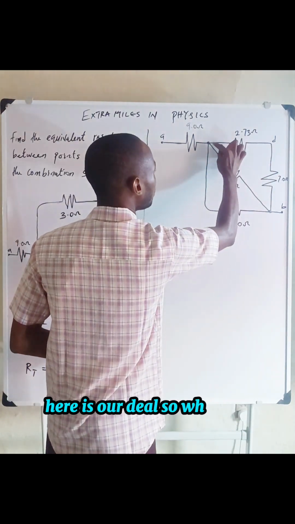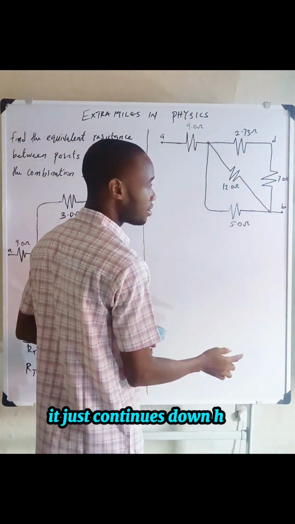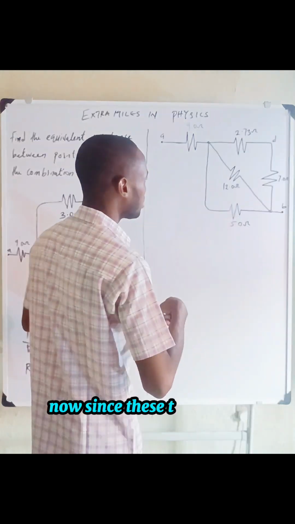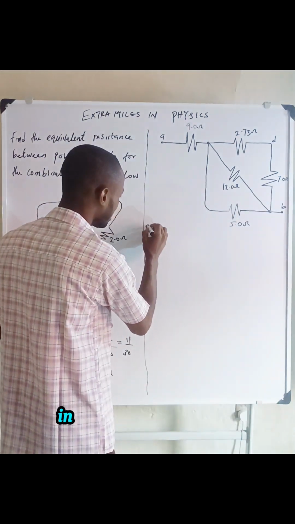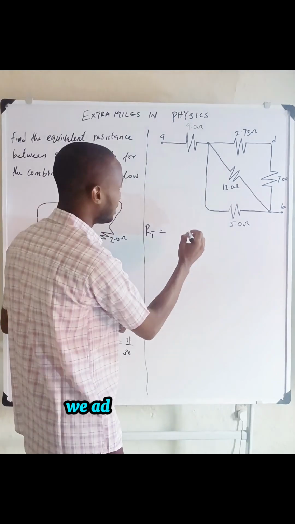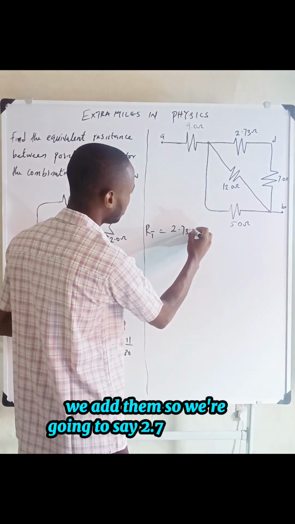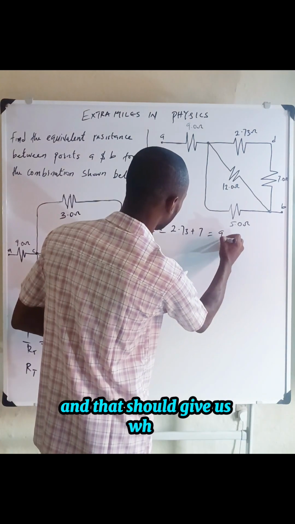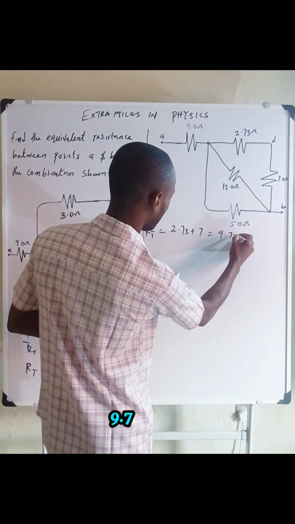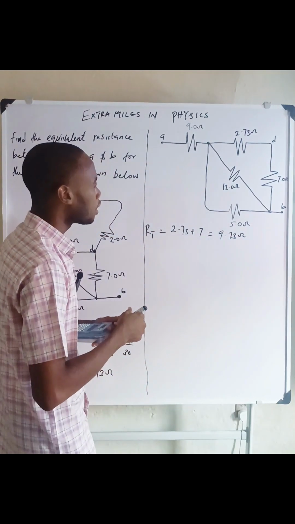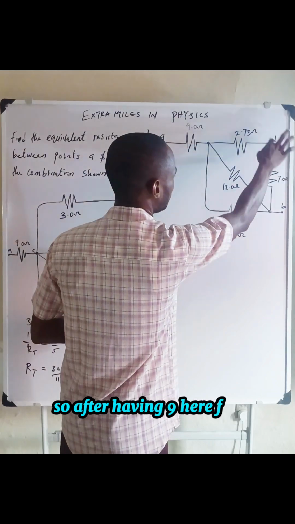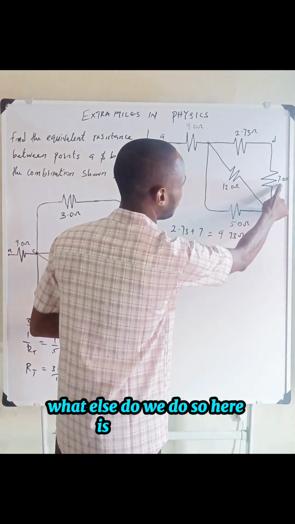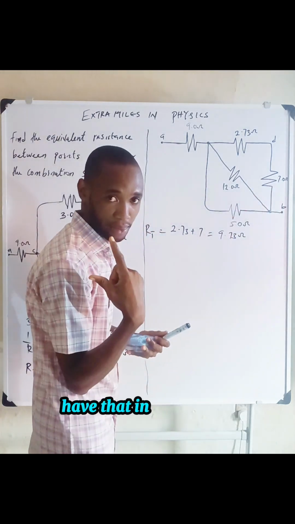Here is our D. So when the current moves, it just continues down here. So these two are in series. Now, since these two are in series, what do we do? Remember, in series, we just add them. So we're going to say 2.73 plus 7, and that should give us 9.73 ohm. So after having 9 here for these two combined, what else do we do? So here is now 9, right? Have that in your mind.